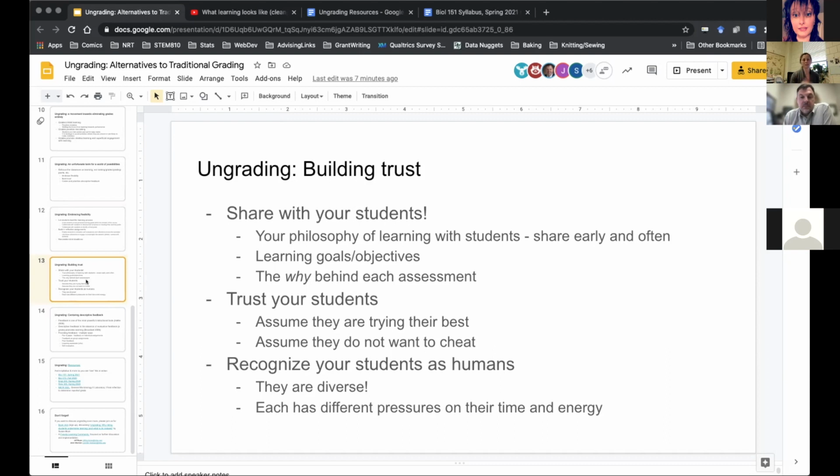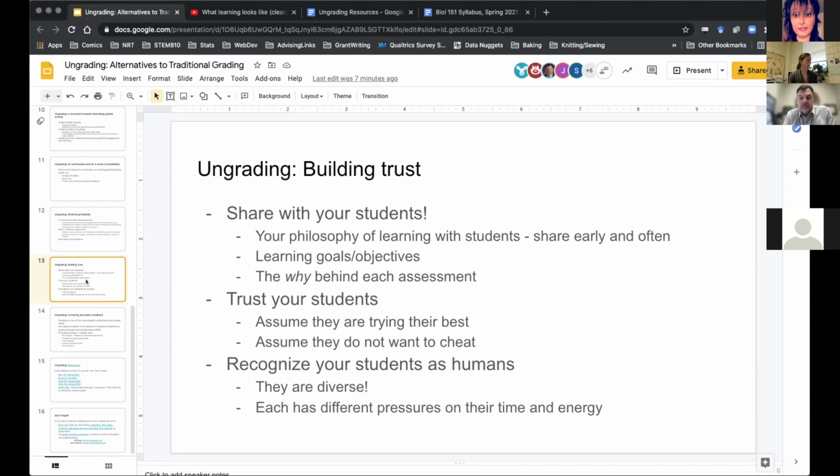When you assign something, tell the students why you're doing that and how it aligns with your philosophy of learning. Share your learning goals and objectives with your students. Tell them what it is you think is important that they know and learn or be able to do. And also, if you can, try and share the why behind each assessment. Why are we doing this problem set? Why are we doing this extended response essay, thing, or whatever it might be?